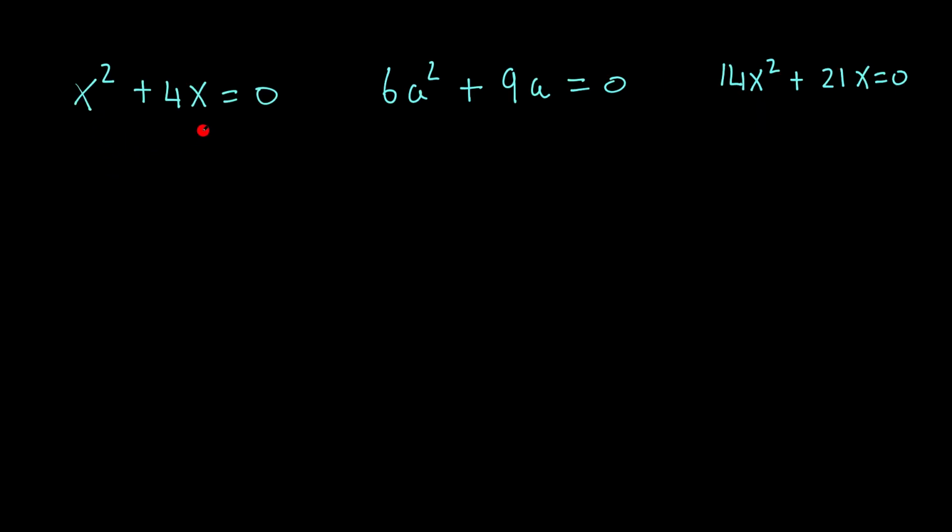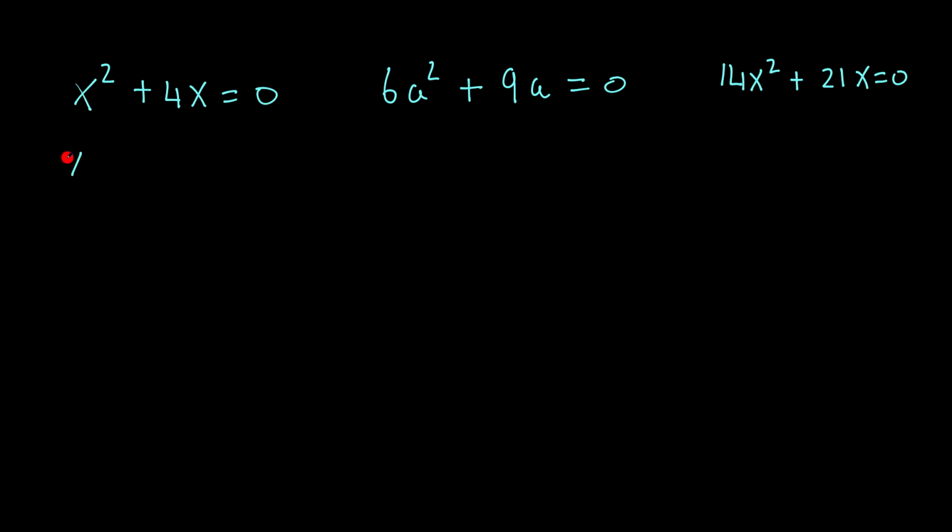Let's look at these three expressions here, three quadratics. Now this time they're not factorized, so we need to factorize them. When we factorize, we need to take out the highest common factor. So if we look at x squared plus 4x is equal to 0, the coefficient in front of the x squared is 1 and in front of the x is 4. So there's no commonality between the coefficients. The only thing that is common is the x's.